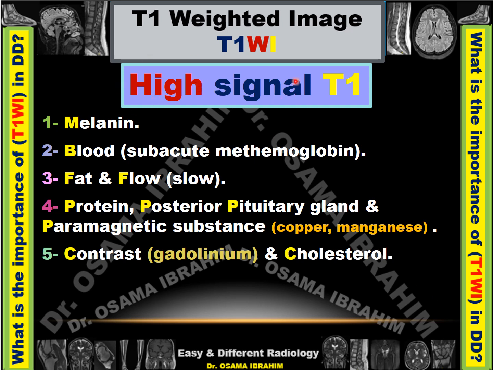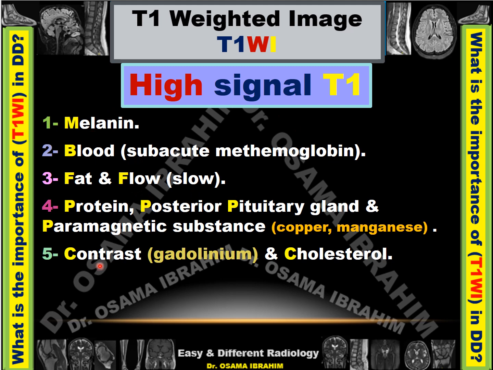Today I will talk about abnormal high signal in T1 weighted imaging, which can be seen in melanin, blood in the subacute phase representing methemoglobin, fat, or flow like thrombosis within the veins or vessels, proteins like colloid cyst, posterior pituitary gland, and paramagnetic substances like copper or manganese, contrast gadolinium, and cholesterol.